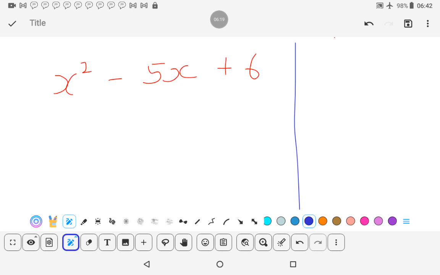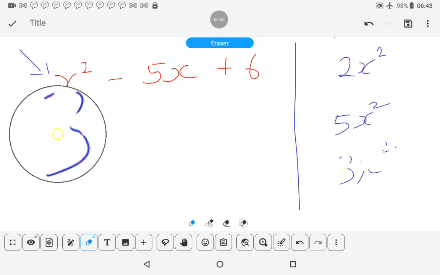Step 1, you check the coefficient of x squared. This is x squared, and when I say coefficient, I mean the number attached to it. For example, if I said 2x squared, the coefficient of x squared there is 2. If I said 5x squared, the coefficient of x squared there is 5. If I said 3x squared, the coefficient of x squared there is 3.